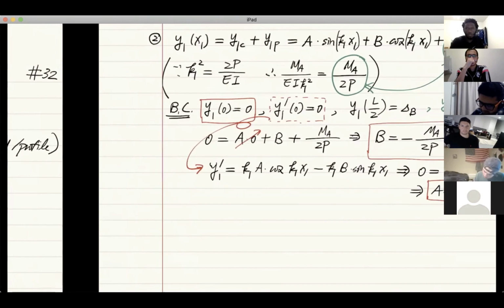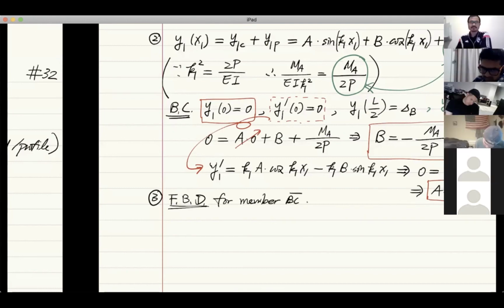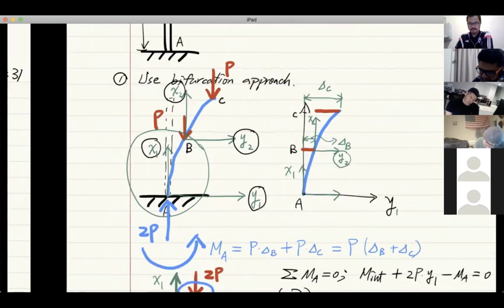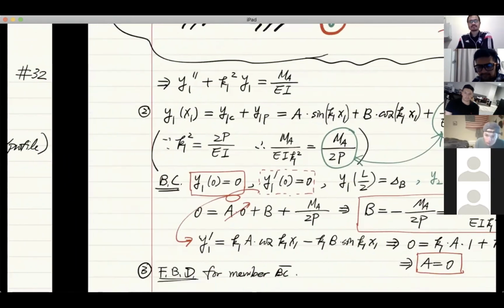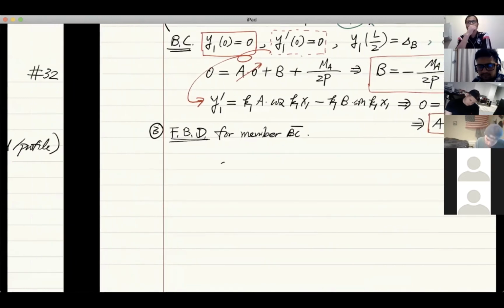So we found the final expression for that. Next, step 3, we're going to use the free body diagram to find the expression for y2. So that means the FBD for member BC. It's going to be something like this. We will use the same color that we did before. It's something like that, and of course it also continues deflecting like this.